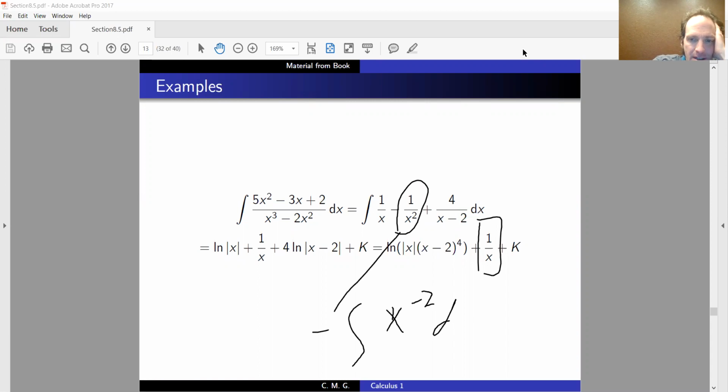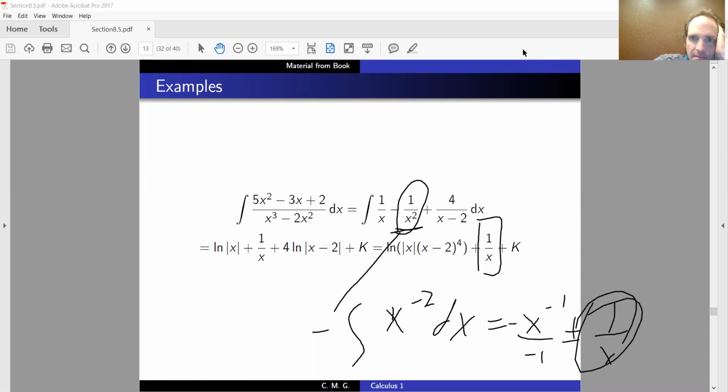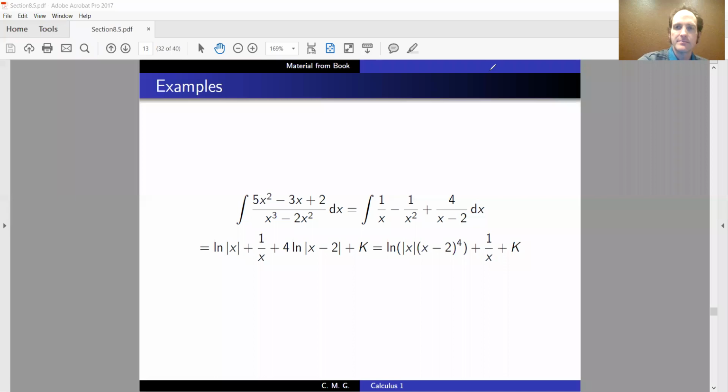And this one I do not need to use a natural log for because it can be done with the power rule. And so what I get is negative x to the negative 1 divided by negative 1, which is just positive 1 over x. So I have a plus 1 over x coming in here. That's coming from this 1 over x squared. And this will happen when I have powers of these things in the denominator. They're just going to be the power rule, unless it's the first power, and then I do natural log.